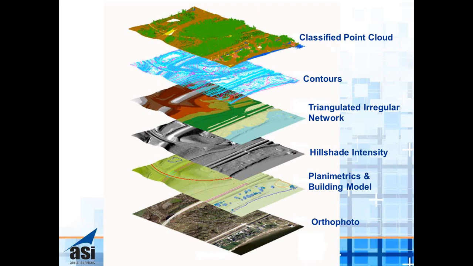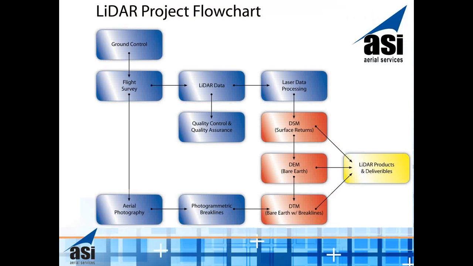We can output that into a GeoTIFF format, so now all the points are georeferenced. We can do the planimetrics and building model, and then we can take the orthophoto and orthorectify the photography to the LiDAR. On a typical workflow on a project, we set the ground control, we do the flight survey, and then we either do the aerial photography or the LiDAR, working towards the same end delivery of products, depending on the actual process that you're looking for.